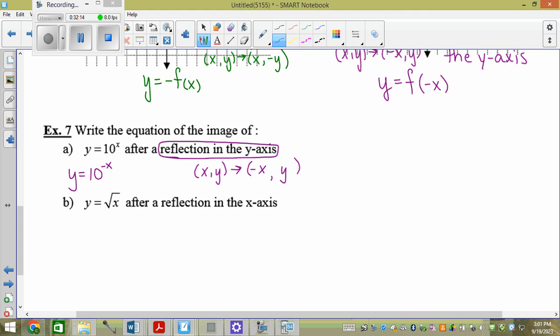After a reflection in the x-axis. So now we're reflecting this way. We're reflecting in the x-axis. What's being negated? My y. So (x, y) becomes (x, negative y). So I would negate my y. So I'm going to get negative y equals root x.